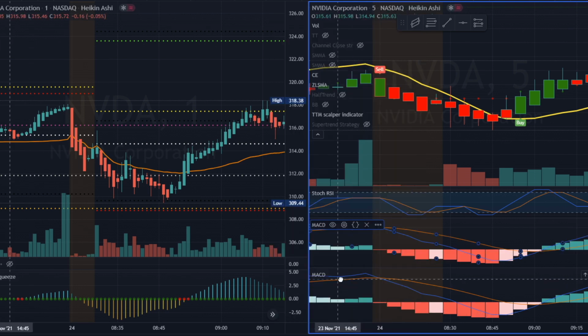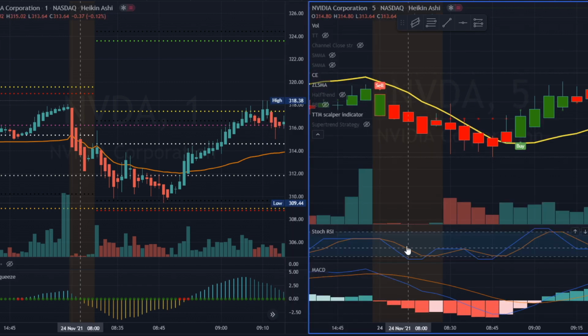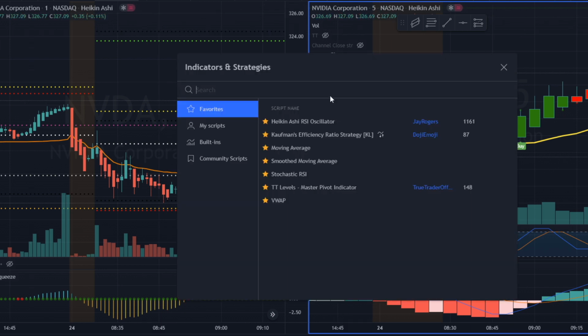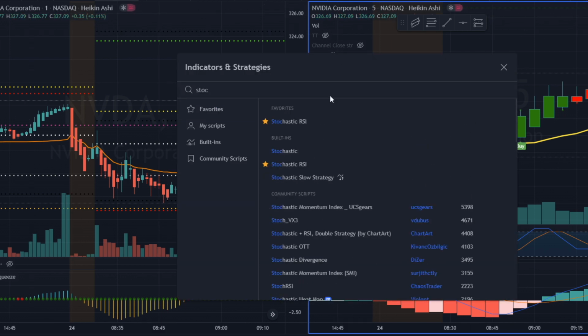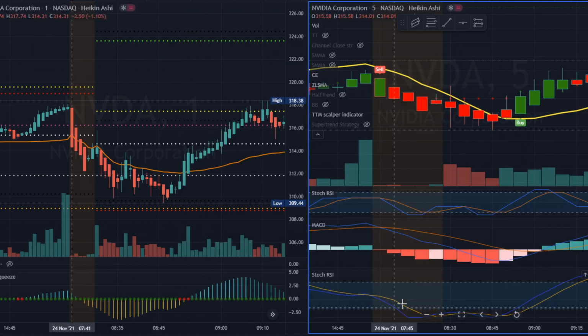12.26.9 is the one I have set. 12.26.9, same thing. Nothing's changed. You just type in MACD and you're good to go. Same thing for stochastic RSI. Go to indicator. Type in stochastic RSI. Click on it. And you're good to go.